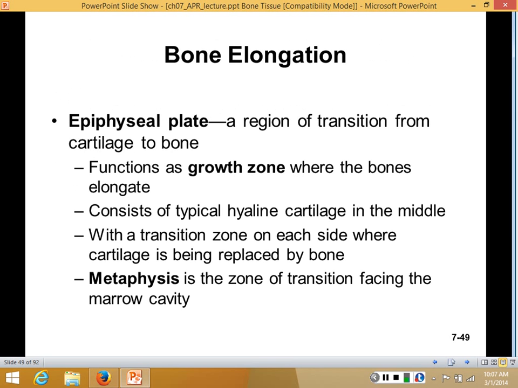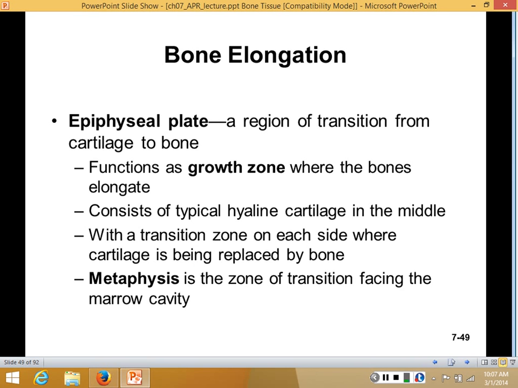There's that epiphyseal plate again. I don't know why they keep bringing this thing up. Metaphysis is the zone of transition facing the marrow cavity. Okay, if you look at figure 7.12, look at zone 1. They're showing you zones 1 through 5. Guys, they're showing you all 5 zones right there in the epiphyseal plate.